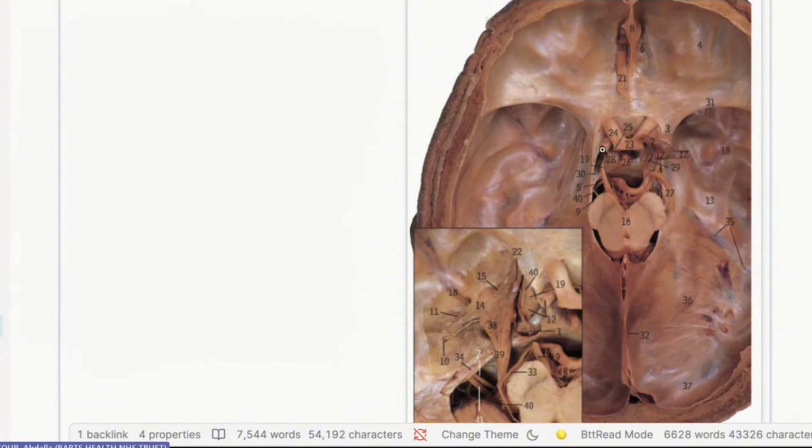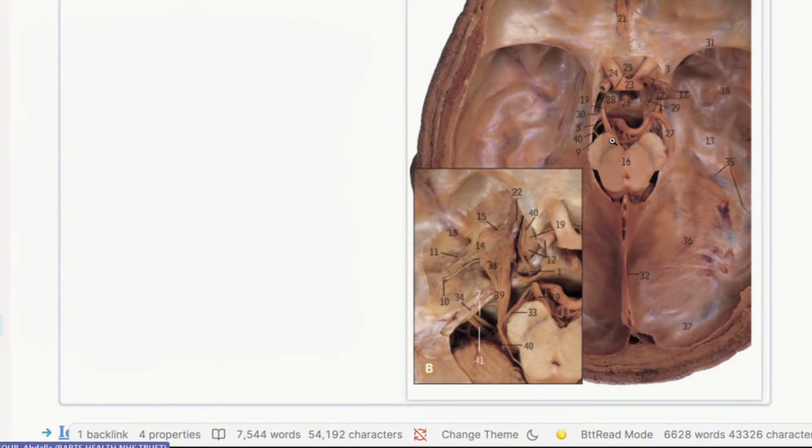Number 24. So I think 24 is the optic nerve, and then posterior to that, coming under that, is the internal carotid artery, 28. Perfect. All right. Just to double check as well, I want number 19 and number 40.